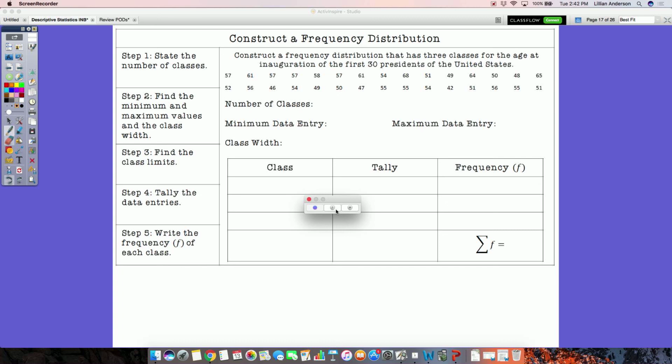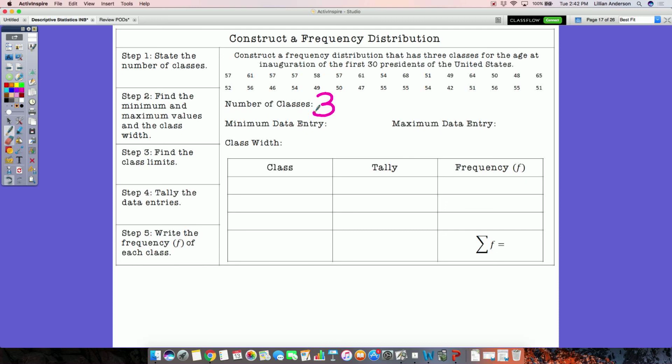What's the number of classes? It's 3, because it said to construct a frequency table that has 3 classes. This one actually told you how many classes you're going to have. But when you do your homework, you are going to decide how many that you have. Please do not do 3. You have 60 pieces of data. No less than 5, no more than 15, but I'll let you choose your class size, all right?